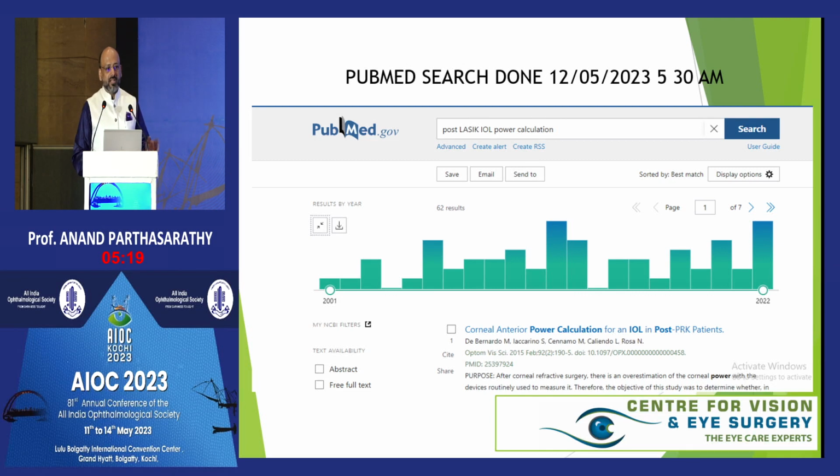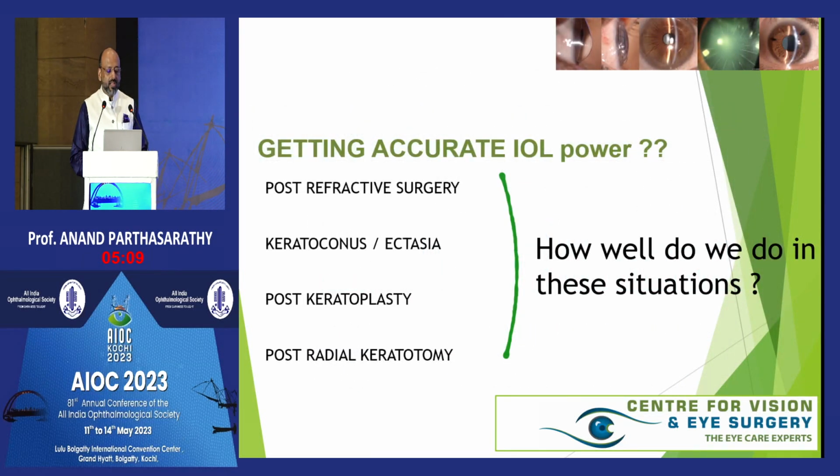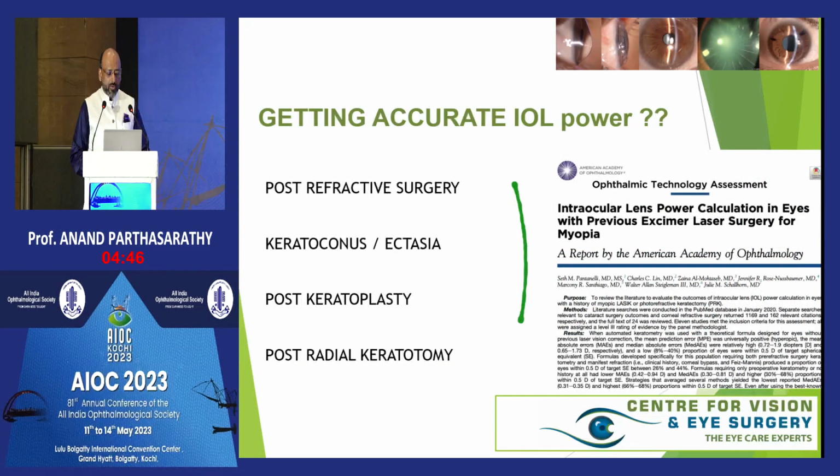And when you do a PubMed search at about 5:30 today, I found that there is a very significant amount of published articles, and this is something that's probably going to go up. Now, when you're getting the IOL power, especially for eyes which are post-refractive surgery, keratoconus, ectasia, keratoplasty, or post-RK, it's important how well we actually do in these situations. How well we do in normal eyes, I think most of us would be between 80-90% within about 0.5 of the target, and with the present formulas, most of them now available online, it's actually quite good.